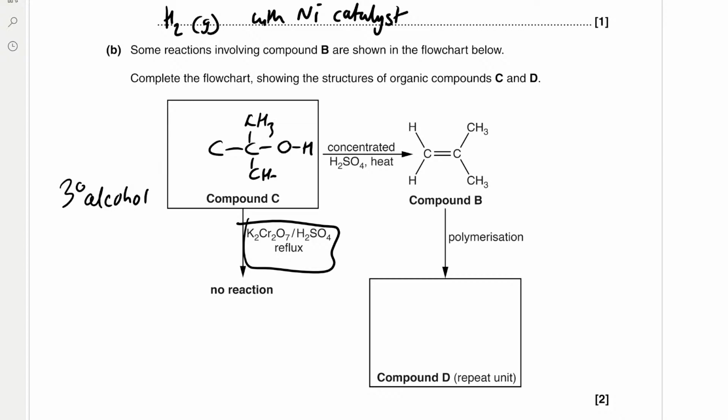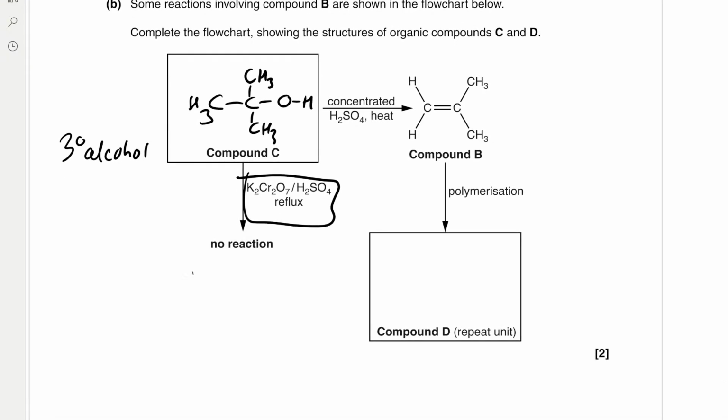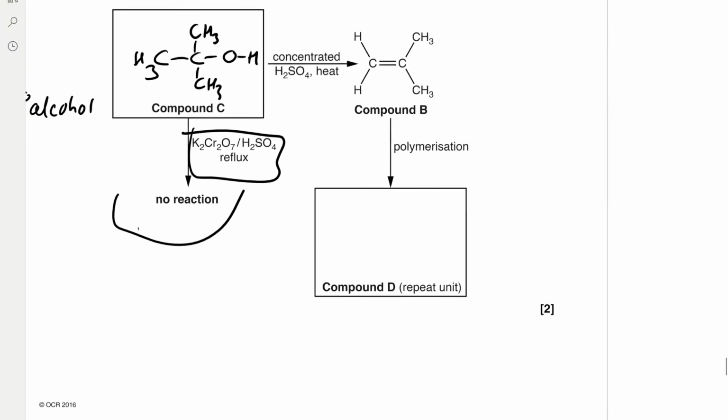So you might have assumed that the alcohol group could have been on this carbon, but it can't be because that wouldn't be a tertiary alcohol. So always check every single bit of information they give you.